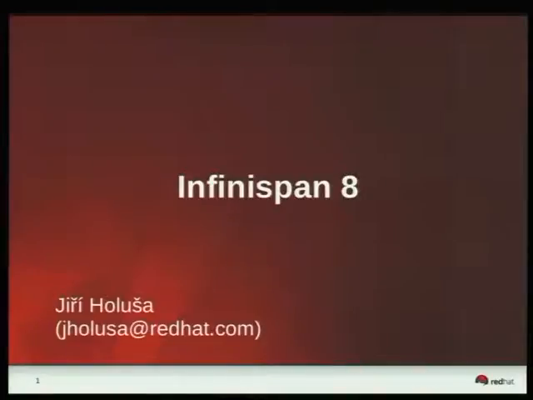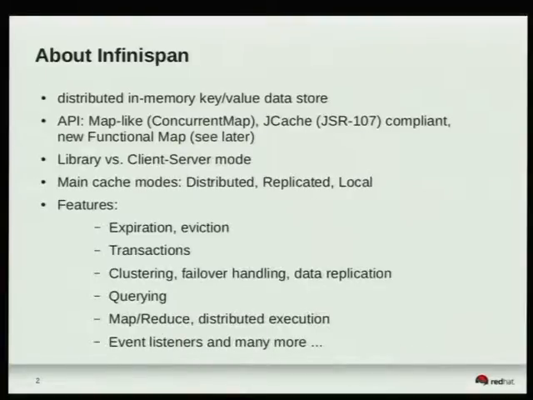So let's get started. What is Infinispan? Infinispan is a distributed in-memory key-value data store. What does it mean? It's distributed, so it's replicated or distributed all over the cluster when you install it. It's in-memory. It's usually used as a cache. I will be talking about caches all the time because the basic implementation of the API is named cache.